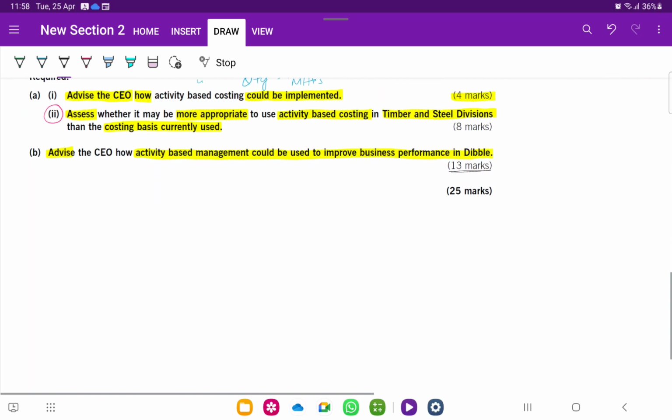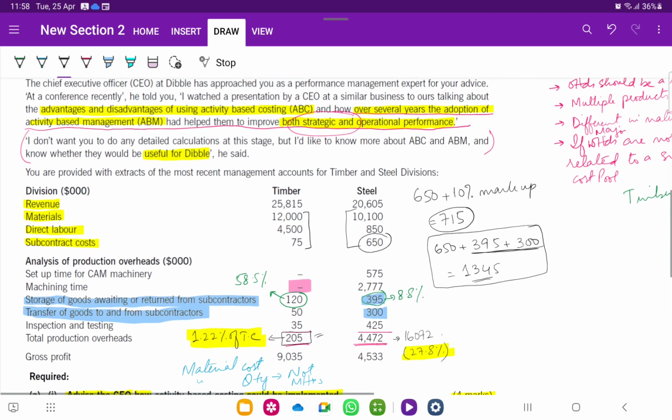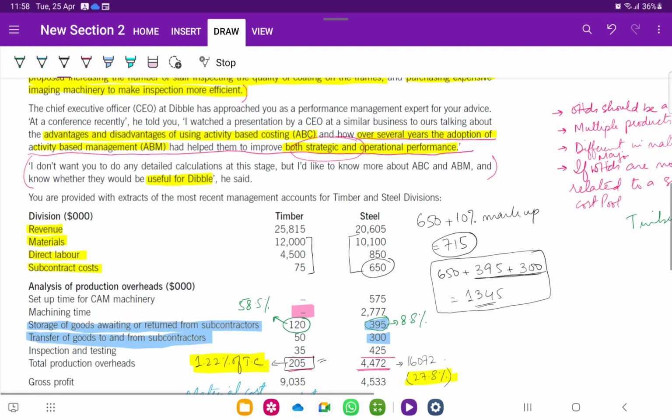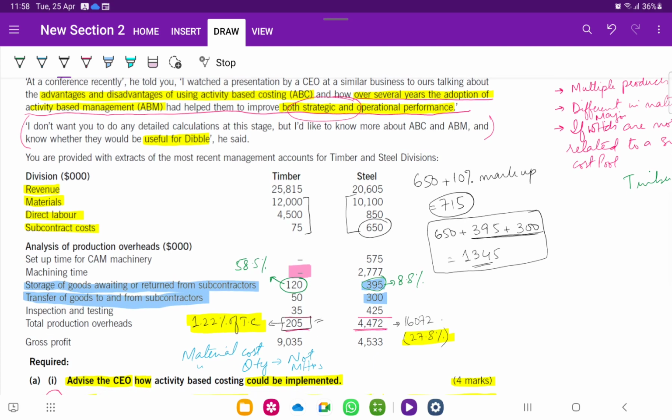Now what is the second part? Second is operational ABM. See, operational ABM is actually what? Operational ABM means to identify the value added and the non value added activities, right? So this one was for strategic. For operational, we need to identify whether the service is value added or not.